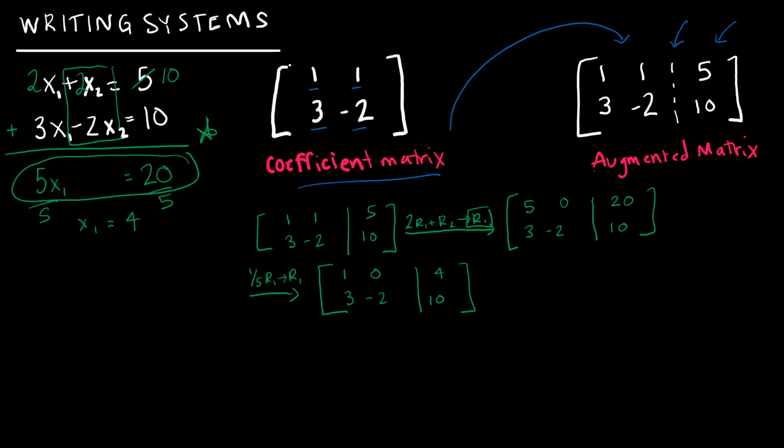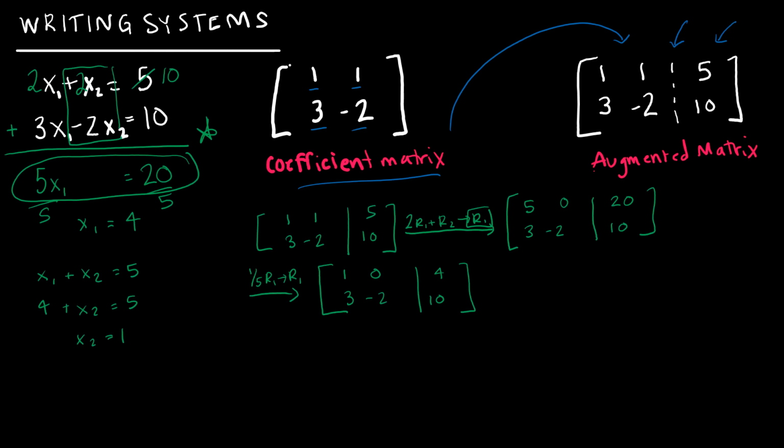So now what's going to happen is I want to solve for x2. Now if I'm doing a system of equations, I would probably take the x1 plus x2 equals 5, replace x1 with 4, and find that x2 is equal to 1. So how am I going to do that in a matrix? Well, let's take a look.